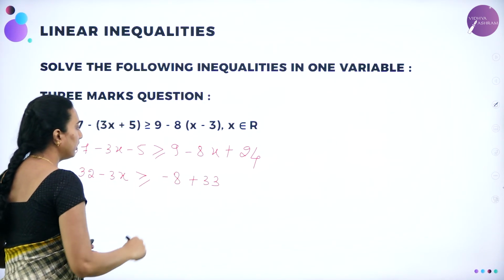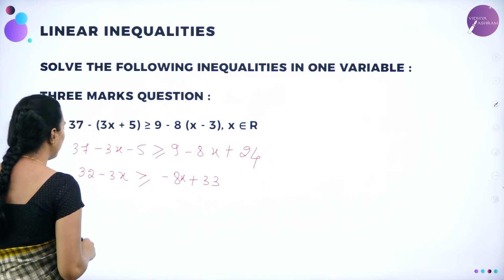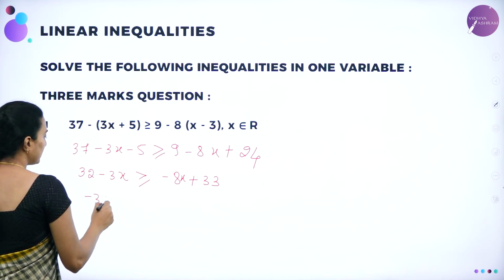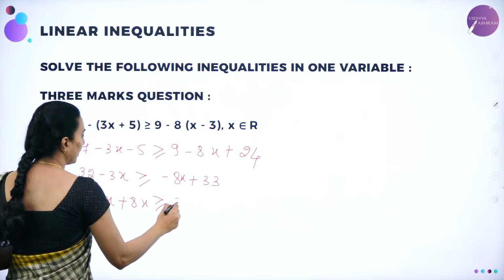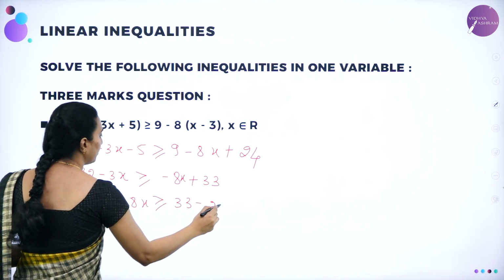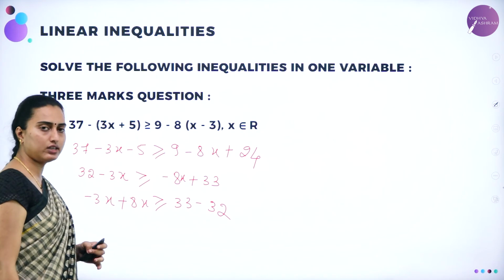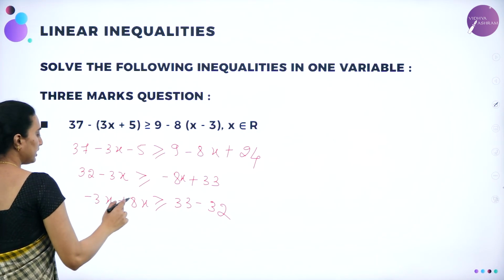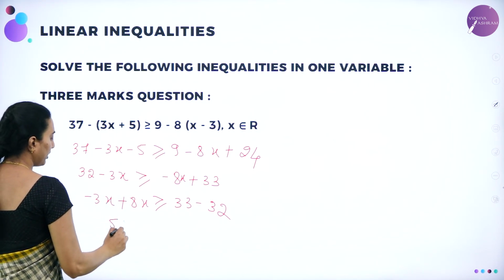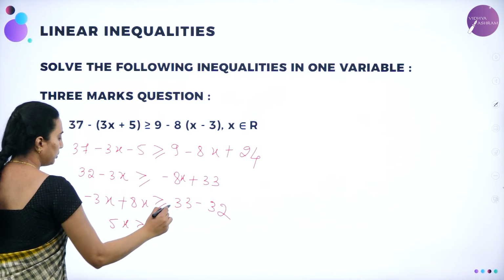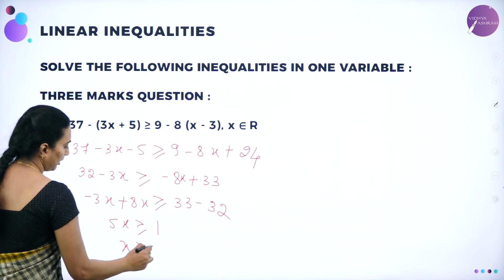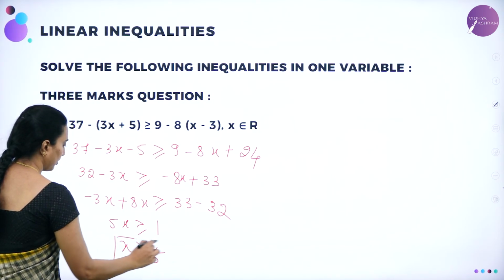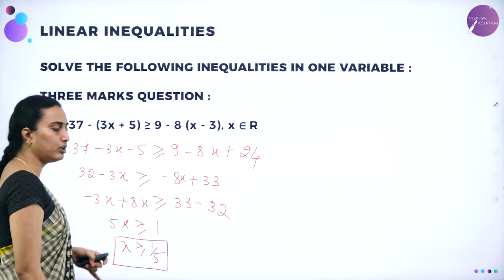Now minus 8x is there. You can bring all the x terms to one side, which is nothing but minus 3x. Now taking minus 8x to this side, plus 8x is greater than or equal to 33 minus 32. I am subtracting 32. Okay. Now here minus 3x plus 8x is nothing but 5x is greater than or equal to 1, or dividing throughout by 5, x is greater than or equal to 1 by 5. Okay, or bringing 5 to the denominator.